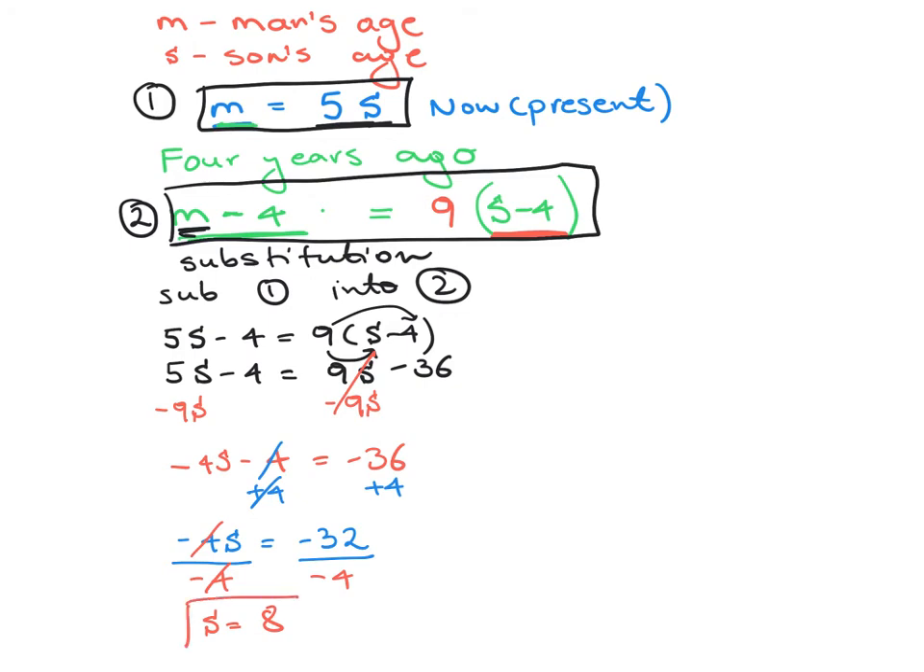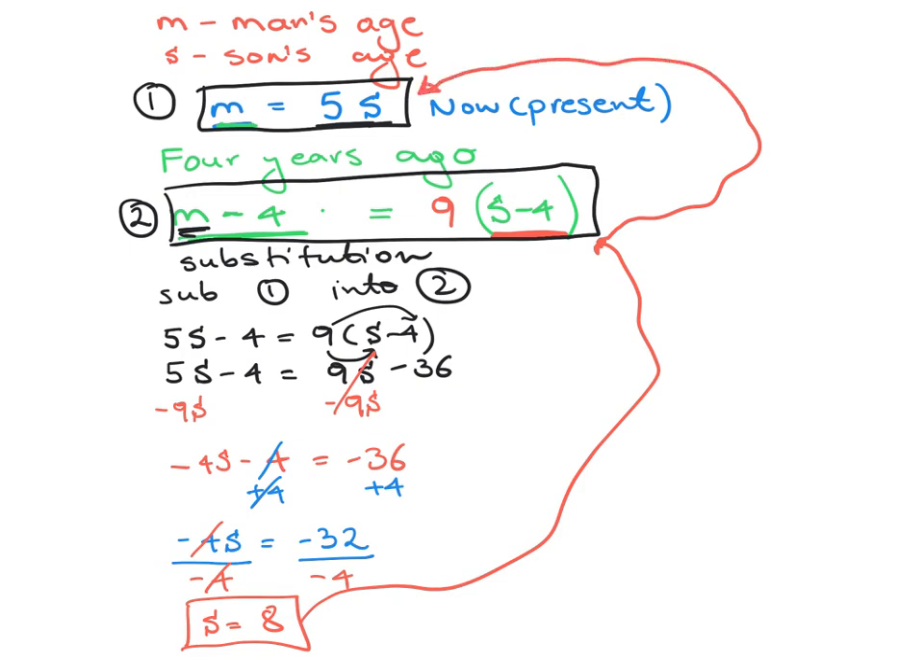So the age of the son is 8. We still have to find the age of the man, or his father. What we're going to do is use this value S equal to 8 and substitute it into any equation that we want. I'm just going to change my mind, because this one here does look simpler. So M is equal to 5S. You can choose any equation you want, either 2 or 1, it doesn't make any difference.